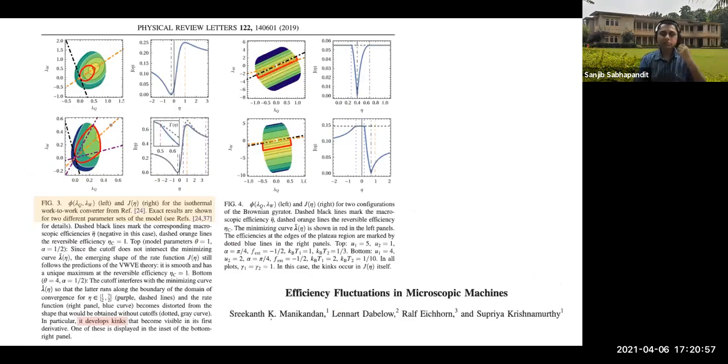But recently, Supriya and collaborators have looked at this problem, and they have found a very interesting result. What they have found is that these singularities contribute to a kink in the large deviation function corresponding to the efficiency fluctuations. That's quite a nice result. And this is some other system, where even the large deviation function shows strange, but quite nice properties.